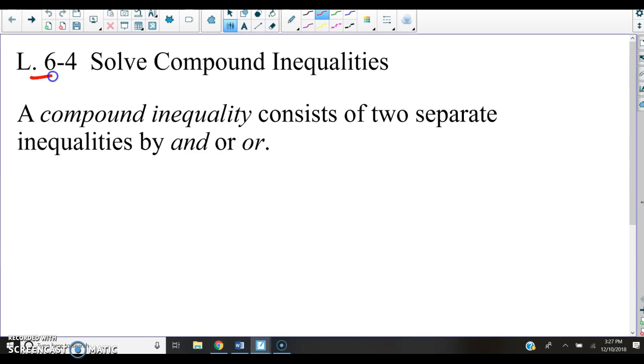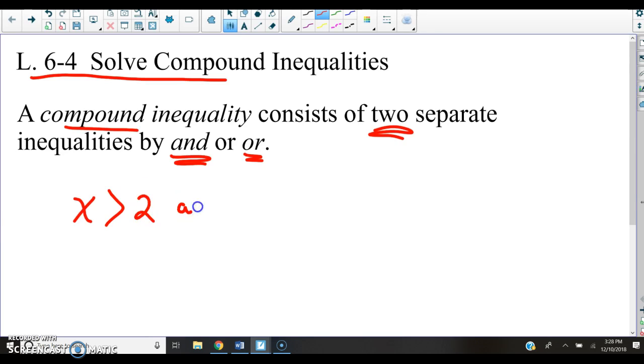Lesson 6.4 in your Algebra 1 class is to solve compound inequalities. A compound inequality consists of two separate inequalities connected by "and" or "or." So it might be x is greater than 2 and x is less than 7, or it might be x is less than -1 or x is greater than or equal to 5.